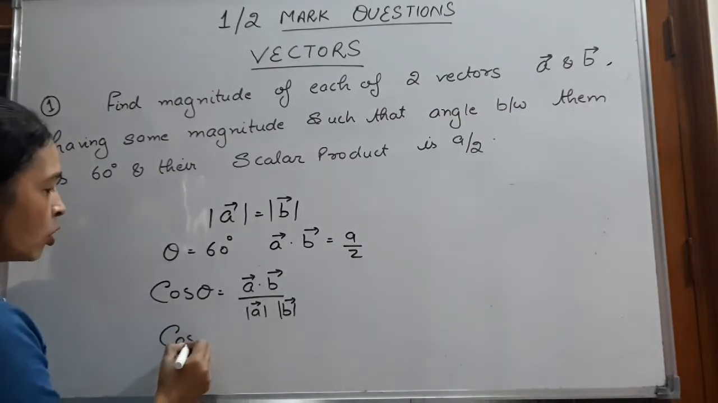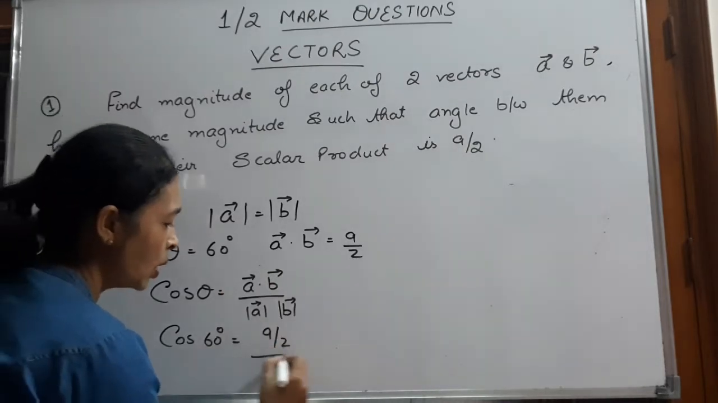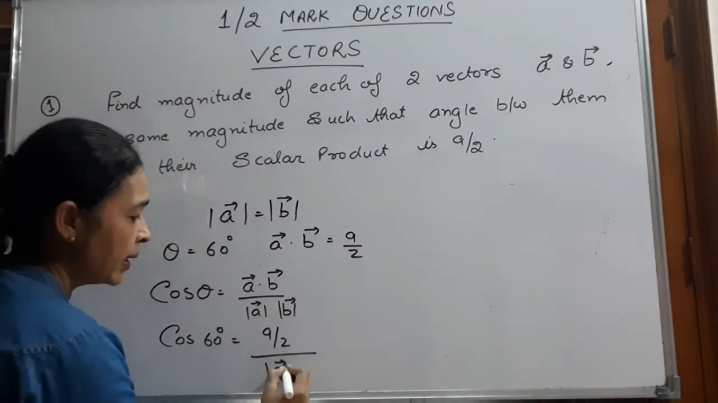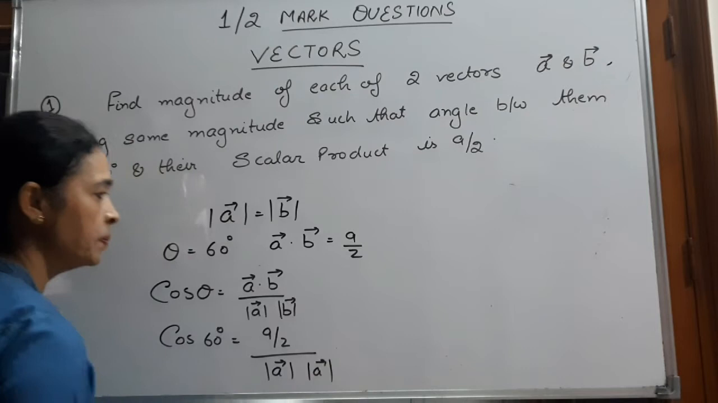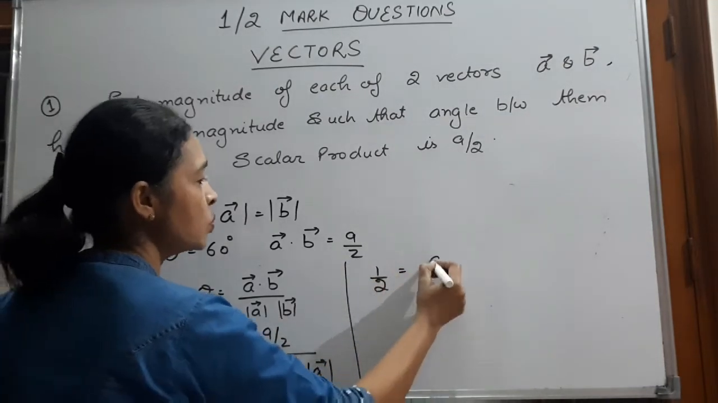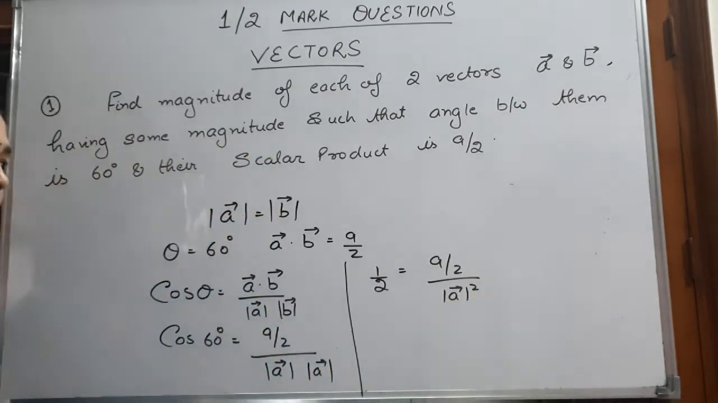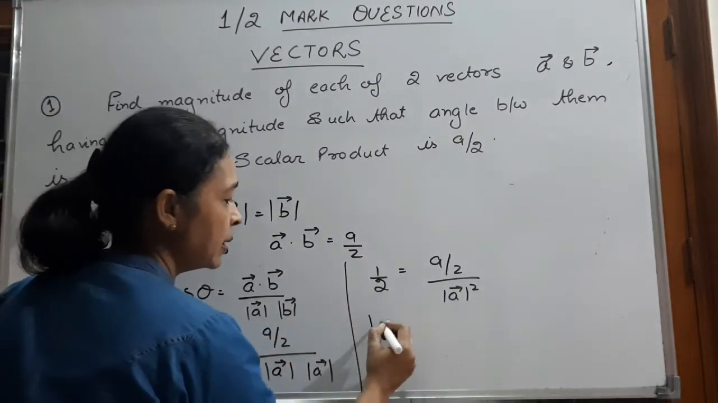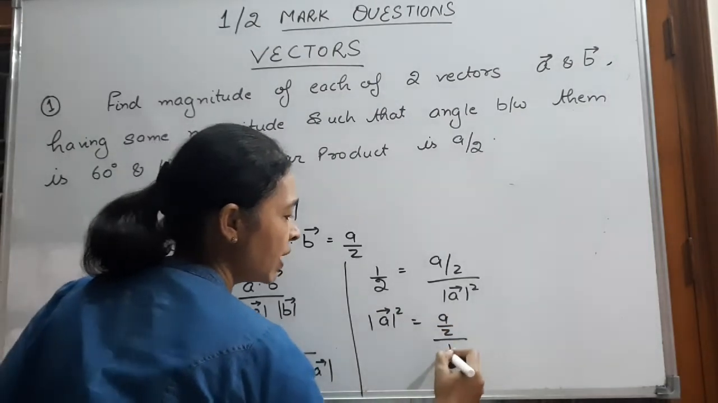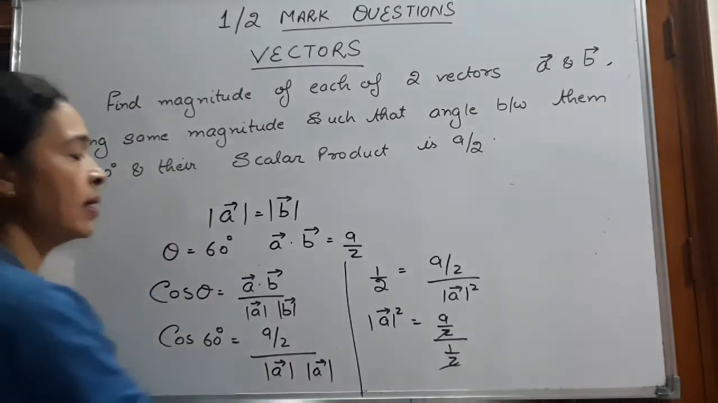60 degrees. Cos 60 degrees is A dot B, which is 9 by 2, upon magnitude of A equals magnitude of B, so we can write A magnitude into A magnitude. What is the value of cos 60 degrees? 1 by 2 equals 9 by 2 upon A magnitude whole square. Take this denominator to the left hand side. A magnitude whole square equals 9 by 2 upon 1 by 2. 2 and 2 get cancelled. A magnitude whole square is 9.